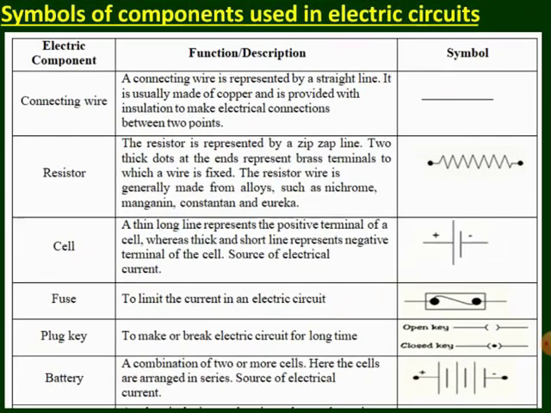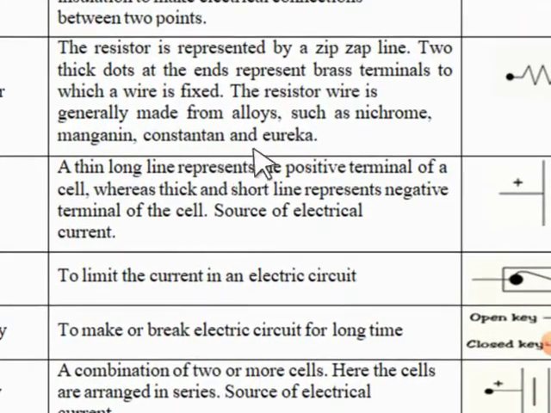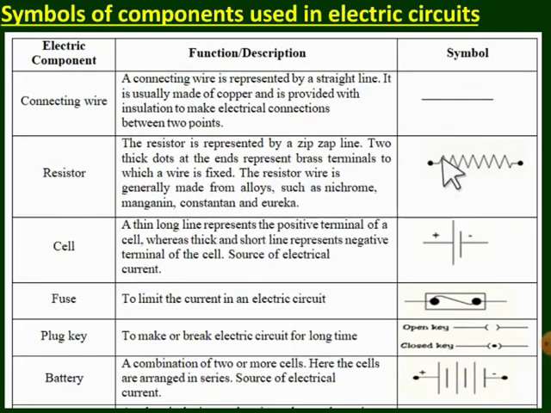Okay, these resistors are made up of alloys. While considering metals and alloys, alloys will have considerably higher resistance than that of conductors. When you mix up two or more metals in a definite proportion, we call the resulting substance an alloy. Alloys like nichrome, manganese, constantan, eureka, these are all resistance wires. So that zigzag line will represent what is known as a resistor.